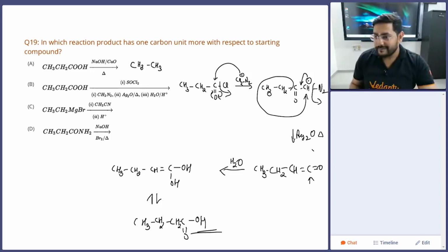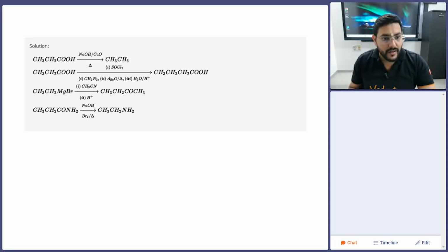Now CH3MgBr. So basically it is going to attack on the carbon. Here 2 carbons are going to increase. And what is the product we are going to obtain? CH3CH2C=O and CH3. We are going to get this only. Come on everyone, yes or no?